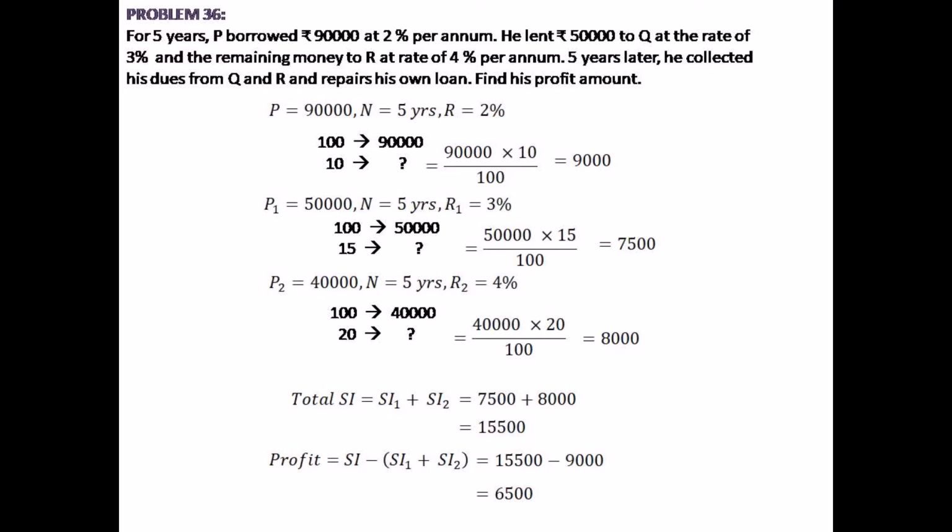Profit equals SI minus SI1 plus SI2. That is 15,500 minus 9,000 gives 6,500. Therefore the profit is rupees 6,500.